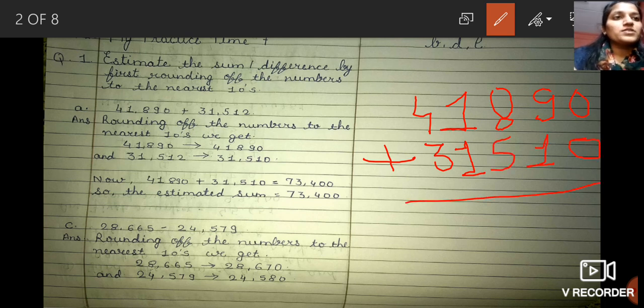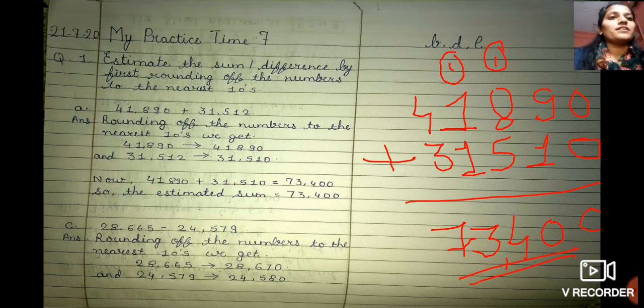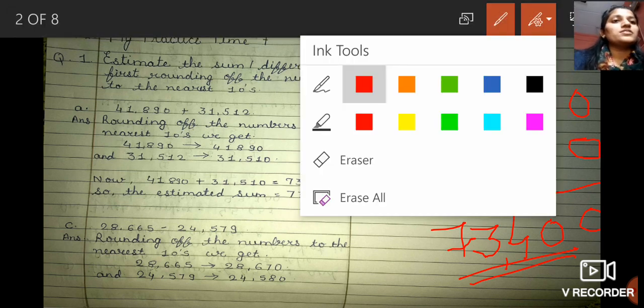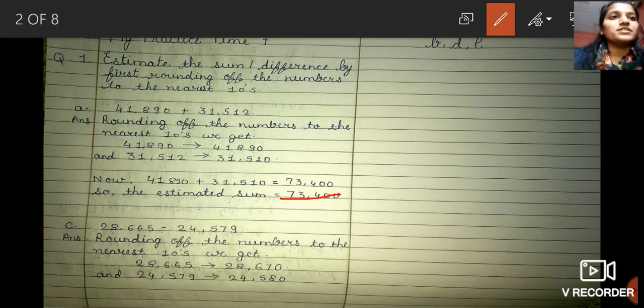31,510. Okay, so 0 plus 0, 0. 9 plus 1, 10, 0 will be here, 1 will be carry over. 1 plus 8, 9, 9 plus 5, 14. So 4 we write, and 1 again carry over. 1 plus 1, 2, 2 plus 1, 3, 4 plus 3, 7. So our answer is 73,400. Here you can see that I have written the final answer 73,400.